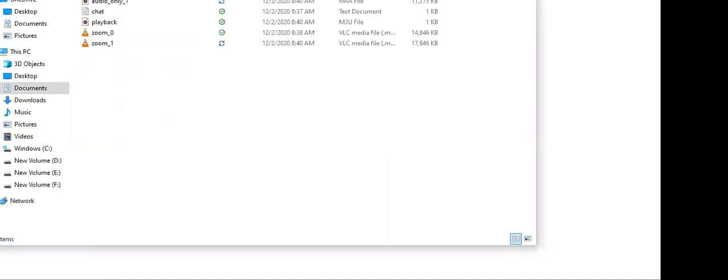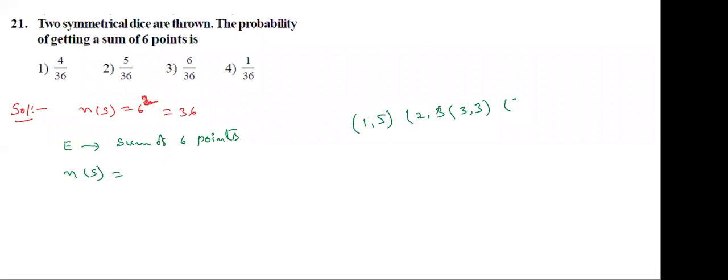6 points. 1 comma 5. 2 comma 4, not 2 comma 3. 3 comma 3. 4 comma 2. And finally 5 comma 1. Here observe that in each ordered pair the sum of the points is 6. Total how many are there? 5. n of E. P of E is n of E by n of S, 5 by 36. This is the answer.